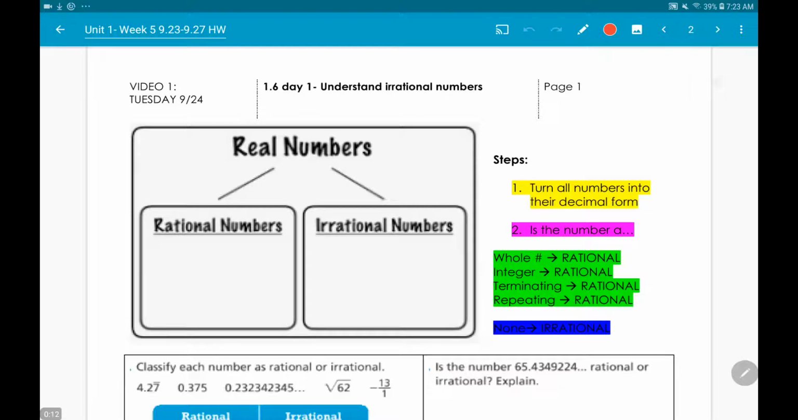Every number we talk about is a real number. Let me put those into two categories: rational numbers and irrational numbers. Rational numbers, I'm going to list some out, can be whole numbers, and whole numbers are things like 0, 1, 2, 3, and so on. They can be integers. Integers are my negative numbers and positive numbers.